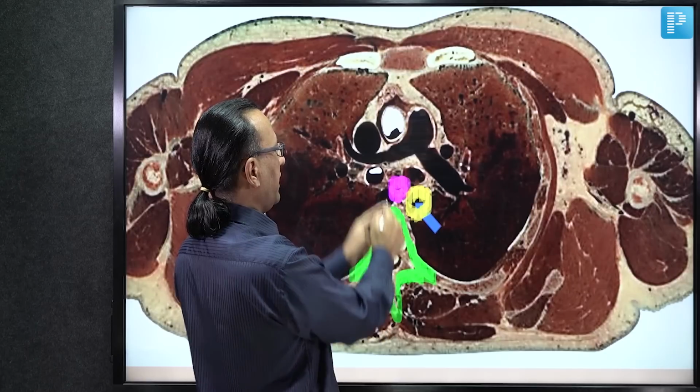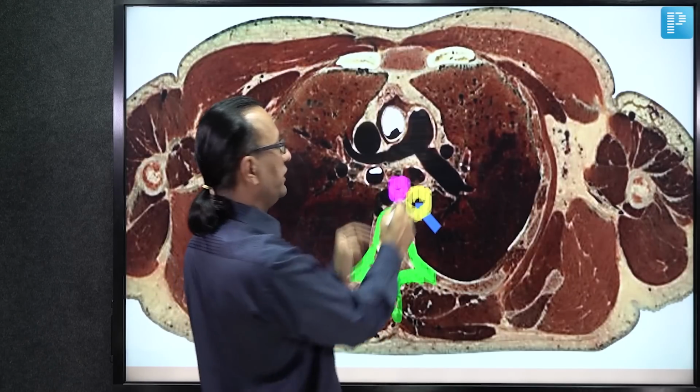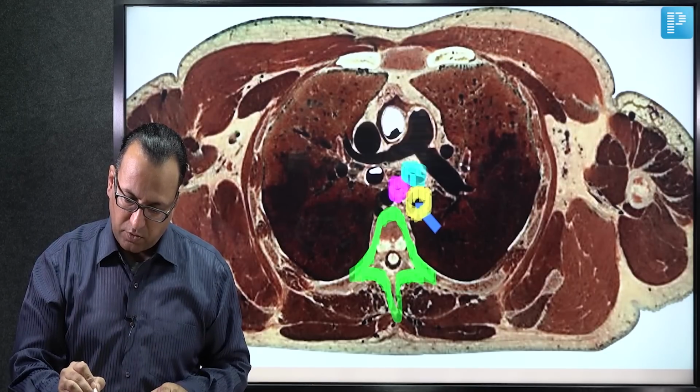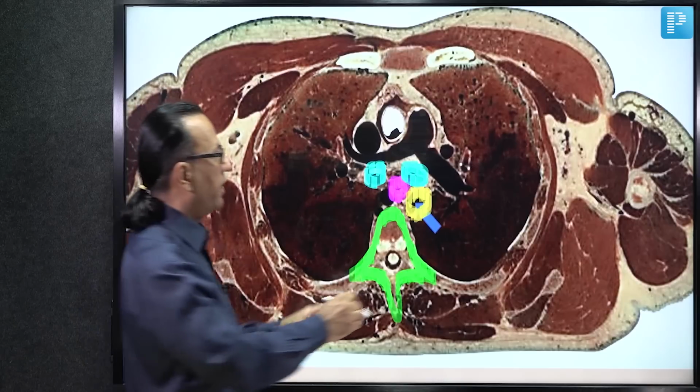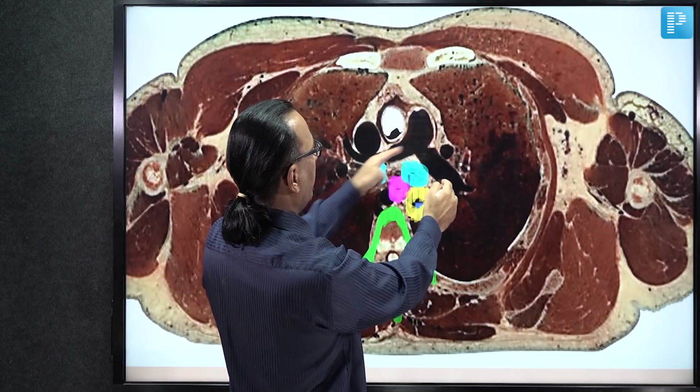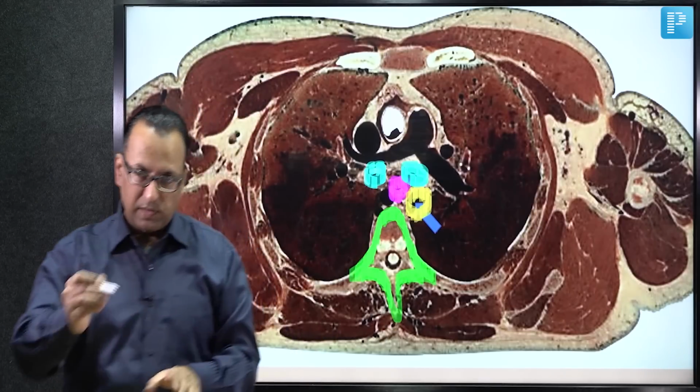So at the T5 vertebra level, you can show the two bronchi which have already bifurcated from the trachea. This is the left principal bronchus, that is the right principal bronchus, and you can see even the pulmonary artery is dividing. This is the left pulmonary artery, this is the right pulmonary artery. You can show them as well.